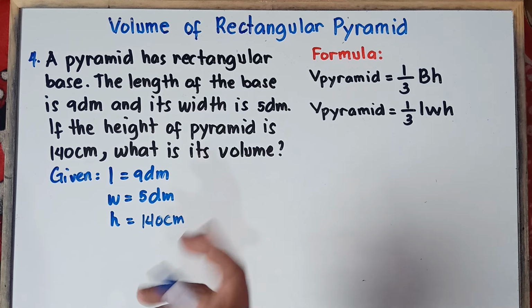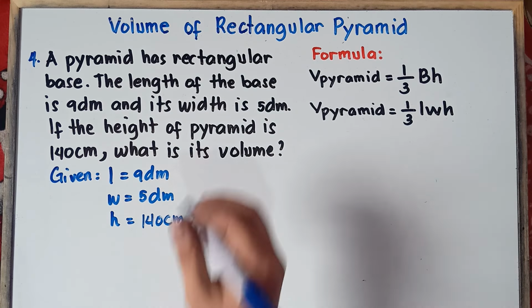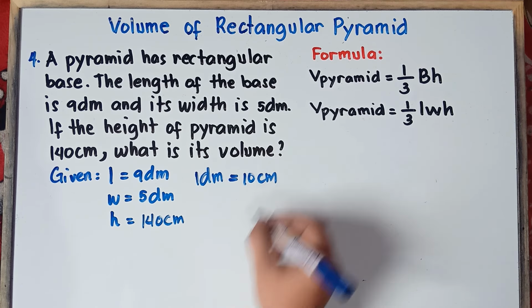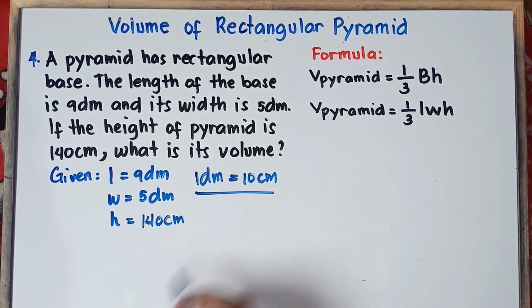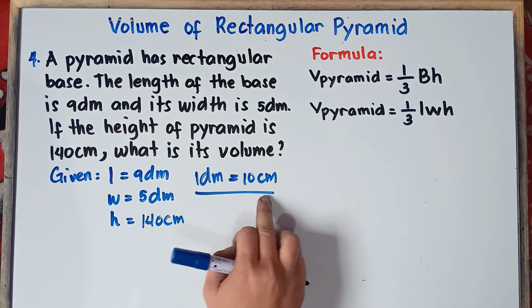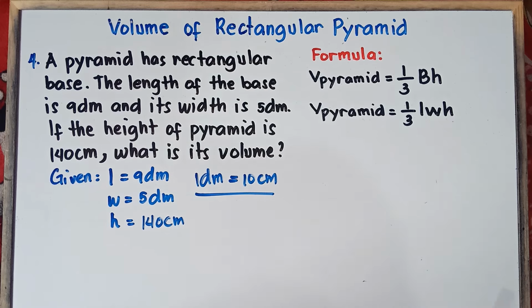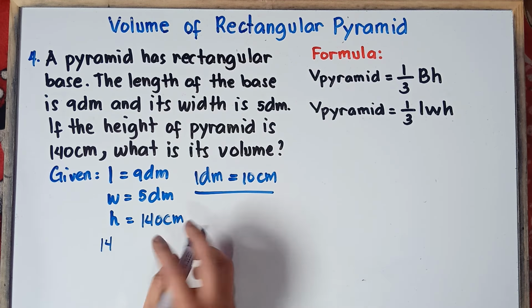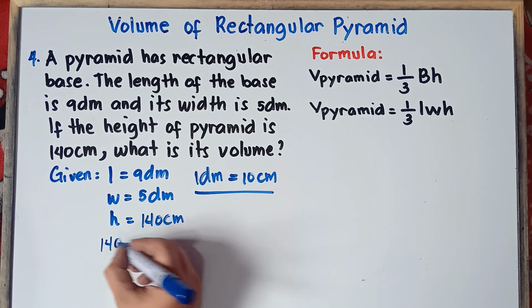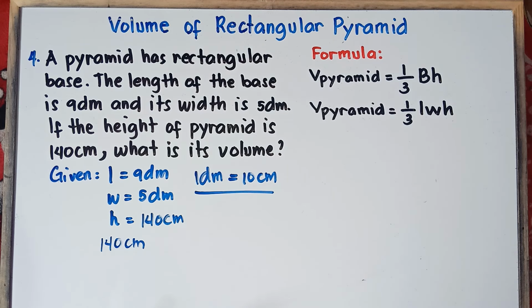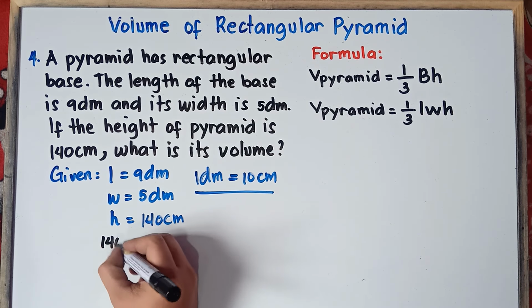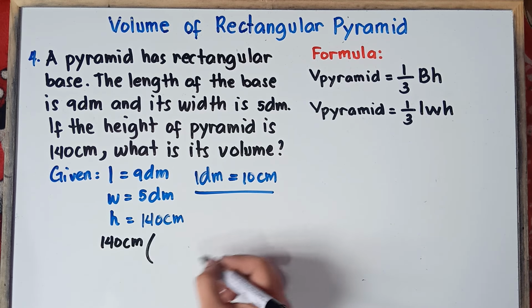And the conversion, class, if you still remember, for the metric unit, 1 decimeter is equal to 10 centimeters. So once again, class, 1 decimeter is equal to 10 centimeters. We convert this centimeter into decimeters. Alright, so let's convert this one. Our given height is 140 centimeters, convert to decimeters. Let me just write it in black, class.